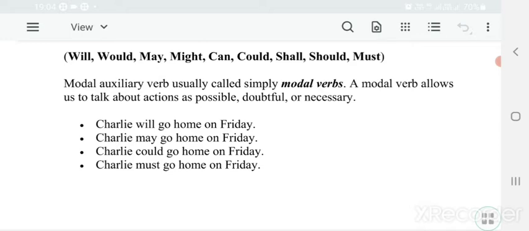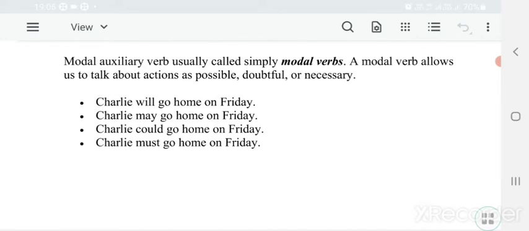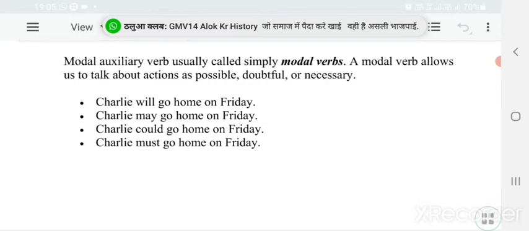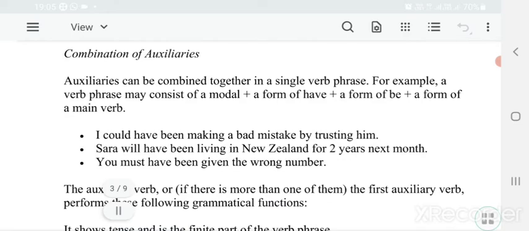A possibility. Charlie will go home on Friday. Charlie will go home on Friday. That means this is a sentence of future. It is telling us something about the future. Charlie may go home on Friday. It means there is a possibility. That's why we have used may. Charlie could go home on Friday. There is a possibility, but still there is a doubt. And when there is a doubt, we have used could. And Charlie must go home on Friday. This is necessary. That means there is some kind of essentiality in it.